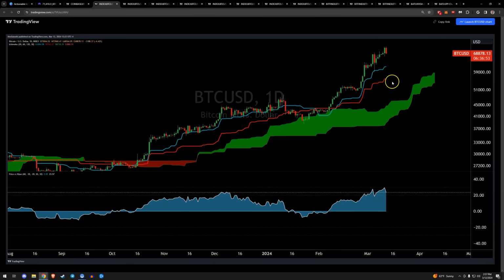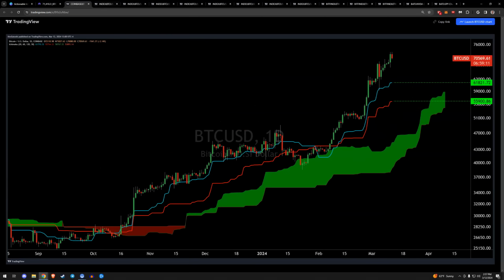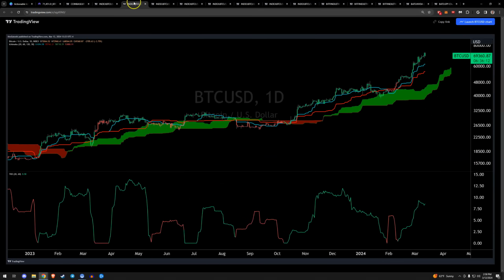But getting filled down there, you'd feel like a hero, just as the people who got filled at the Tenkan the other day felt like a hero, right, at 60. That was a 15% down day. We're not going to get to the Kijun in a day, most likely. So it's definitely a level to keep watching.